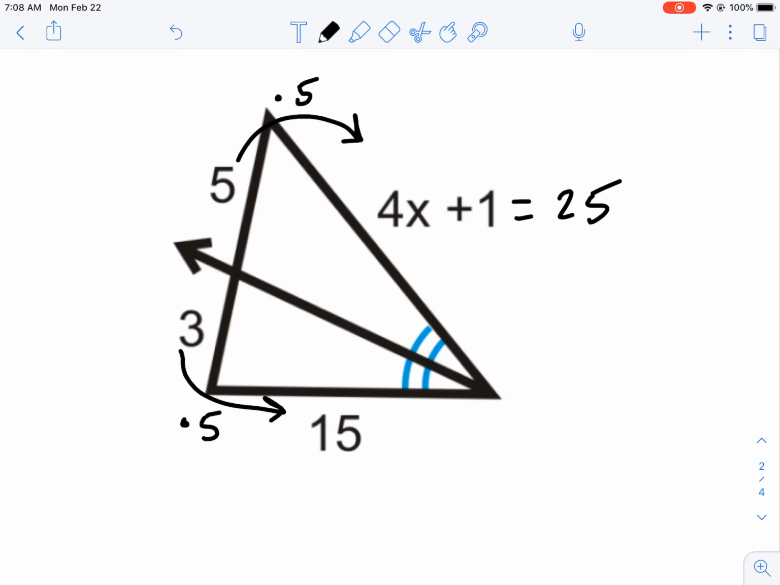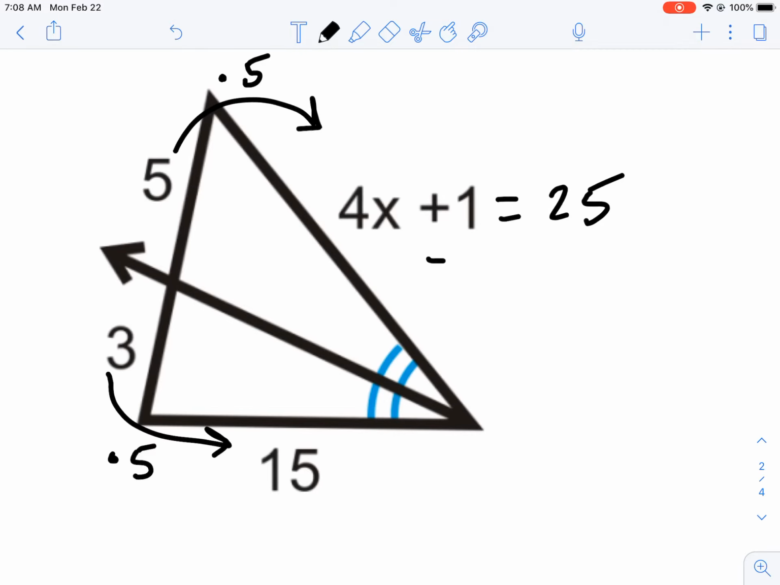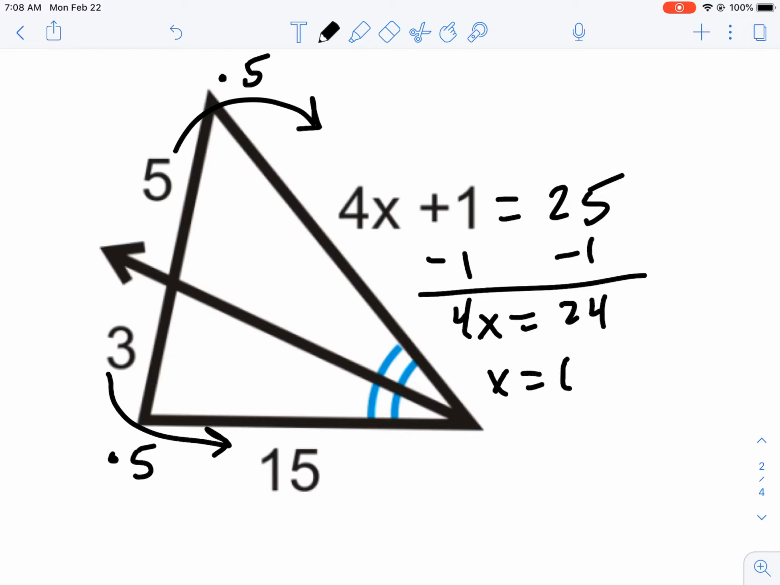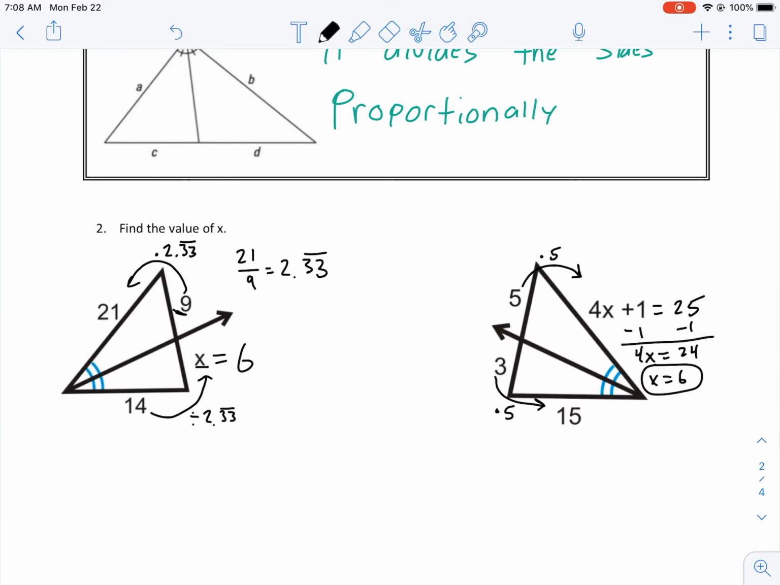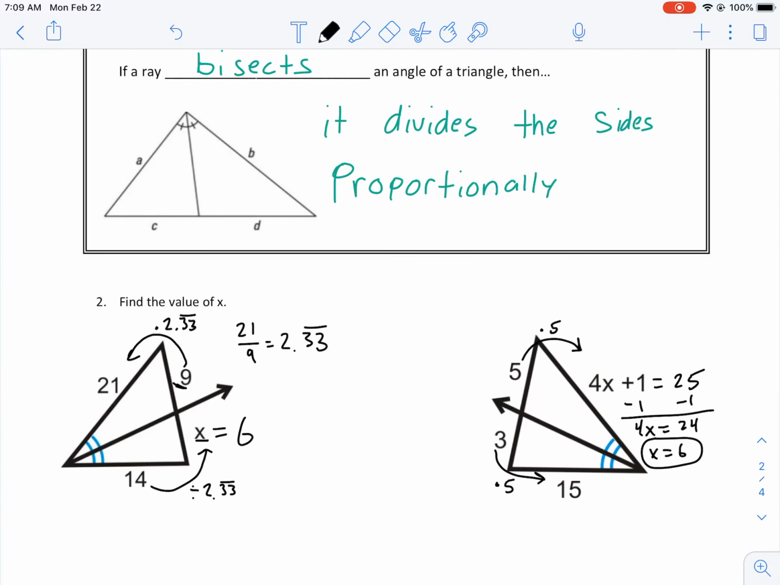So that just means 4x plus 1 equals 25. So we can actually solve that. 4x equals 24, which means x equals 6. Okay. So these ones are also pretty easy. You're just doing the same skills that we were doing earlier to find side lengths. Now you just got your triangles right next to each other.